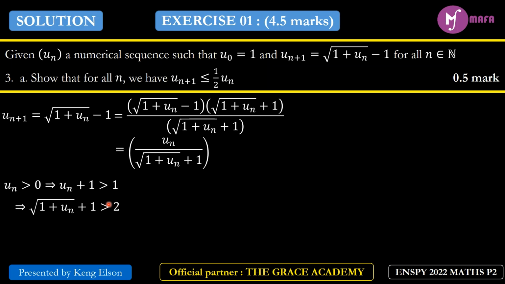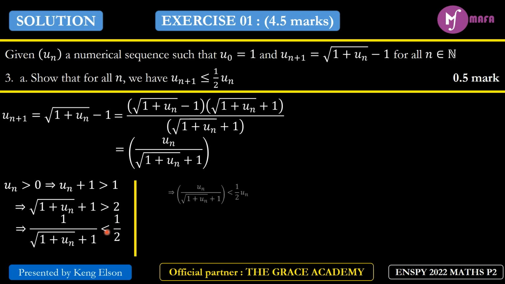It therefore means that if you take the square root of UN plus 1, you're still going to get that the square root will be greater than 1. So we now add 1 to both sides. You are going to get that the square root of 1 plus UN plus 1 will be greater than 2. Adding 1 to 1 you get 2. So from there, we can now take the reciprocal on both sides, and the reciprocal function is a decreasing function, so the inequality sign has to reverse from greater than to less than.